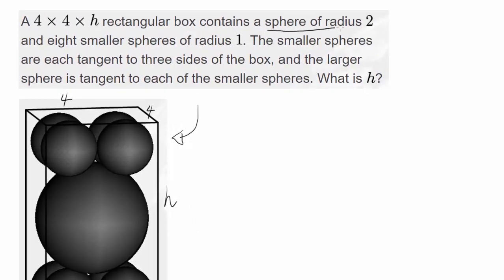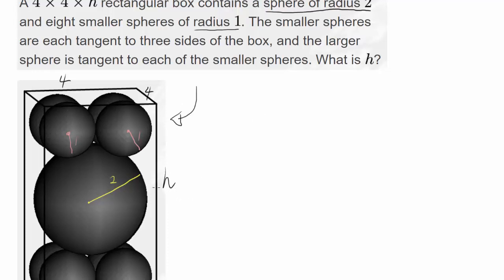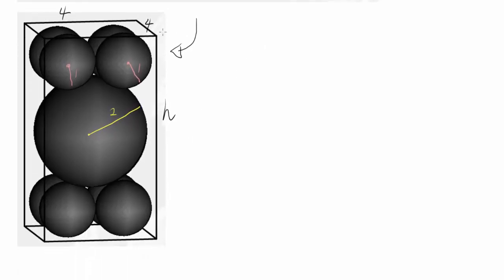It contains a sphere of radius 2 and 8 smaller spheres of radius 1. So we have this sphere of radius 2, and we have other spheres of radius 1. This one has radius 1, this one has radius 1, every single other one has radius 1. The smaller spheres are each tangent to three sides of the box, and the larger sphere is tangent to each of the smaller spheres. So if something seems like it's tangent in this diagram, it is tangent. And we wish to find the height. So we want to find the height of this box.